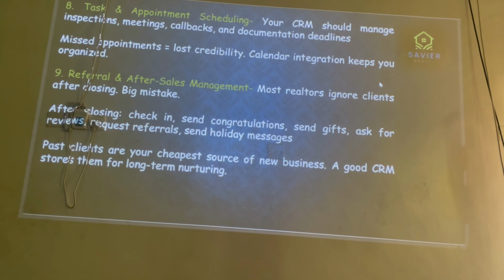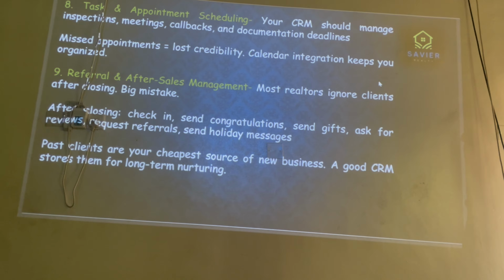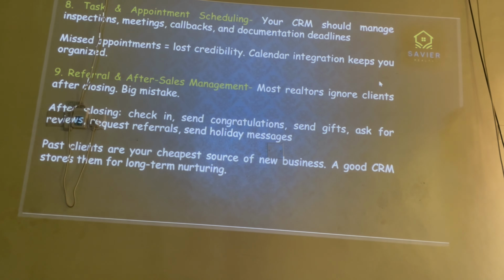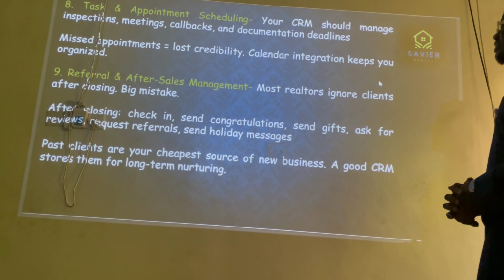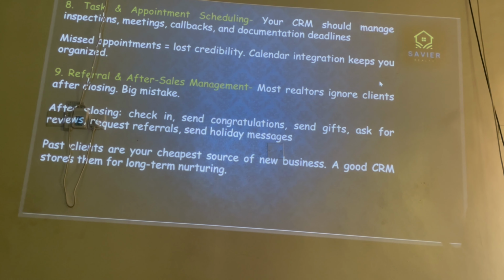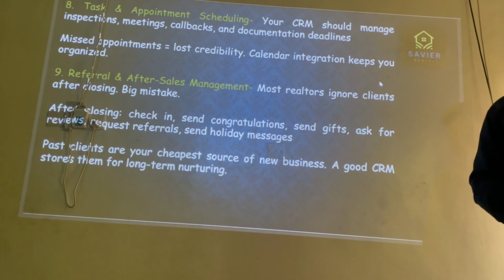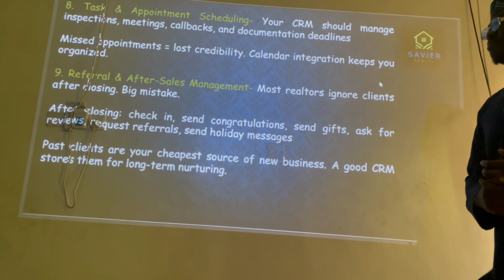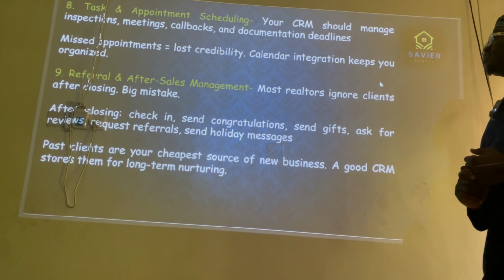Next. Number 8, task and appointment scheduling. Your CRM should manage inspection meetings, callbacks, documentation deadlines. A missed appointment is lost credibility. Calendar integration keeps you organized. Number 9, referral and after-sales management. Most realtors ignore clients after closing. Big mistake. After closing, check in, send congratulations, send gifts, ask for reviews, request referrals, send holiday messages. Past clients are your cheapest source of new business. A good CRM stores them for long-term nurturing.